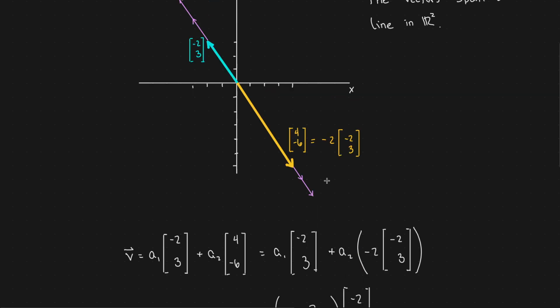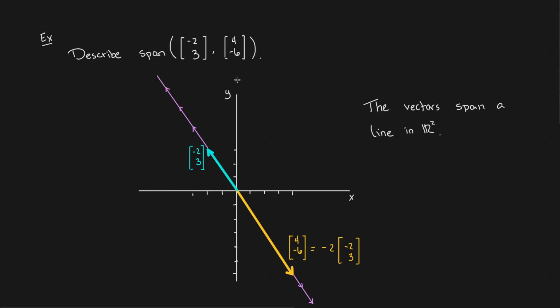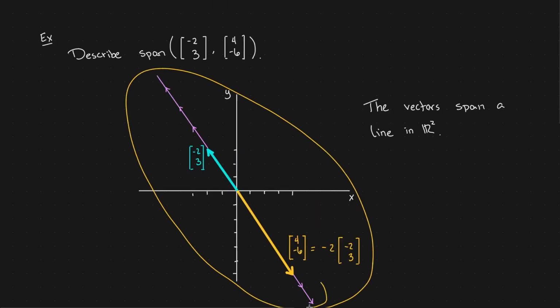And that's going to be the case whenever we have one vector that can be described as a linear combination of the other vectors. So in this case, 4, negative 6 is just negative 2 times negative 2, 3. And so it's not really adding anything new to our description of our span. We get the same set as if we just had one vector, a line in two-dimensional space.